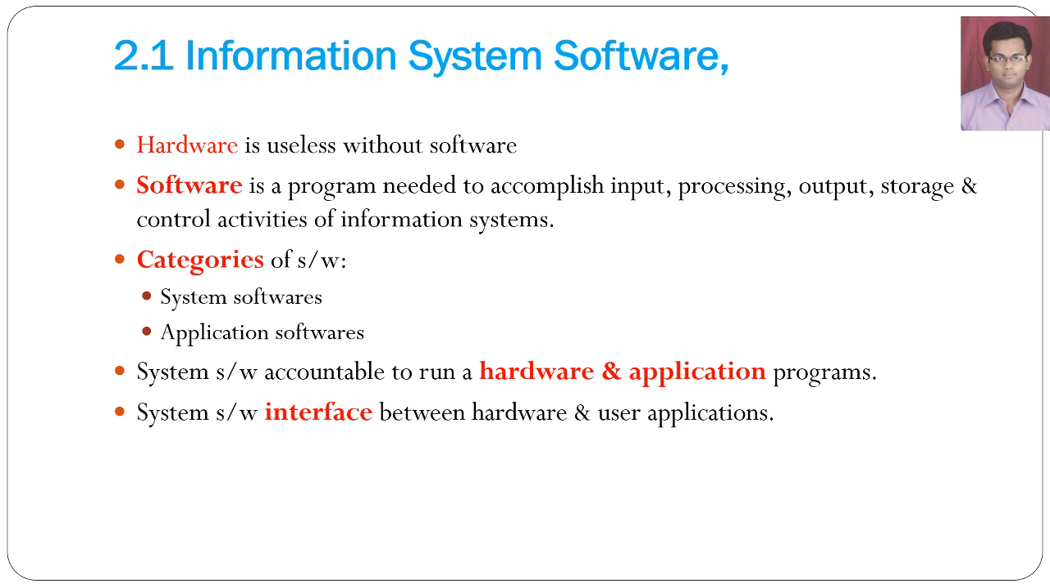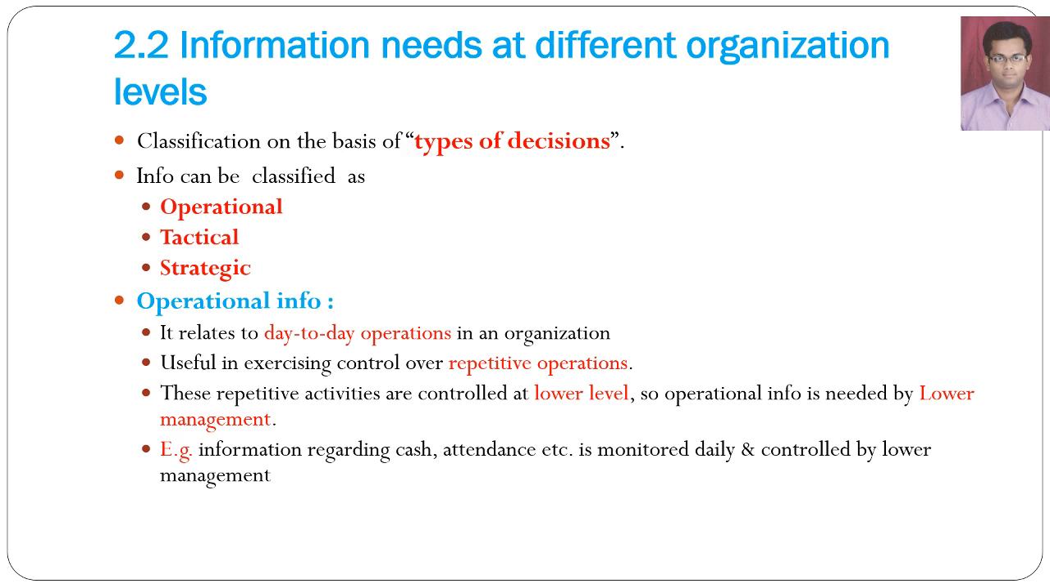The categories of software are, of course, system software and application software. System software is basically accountable to run the hardware and application programs. System software interfaces between hardware and the user applications.